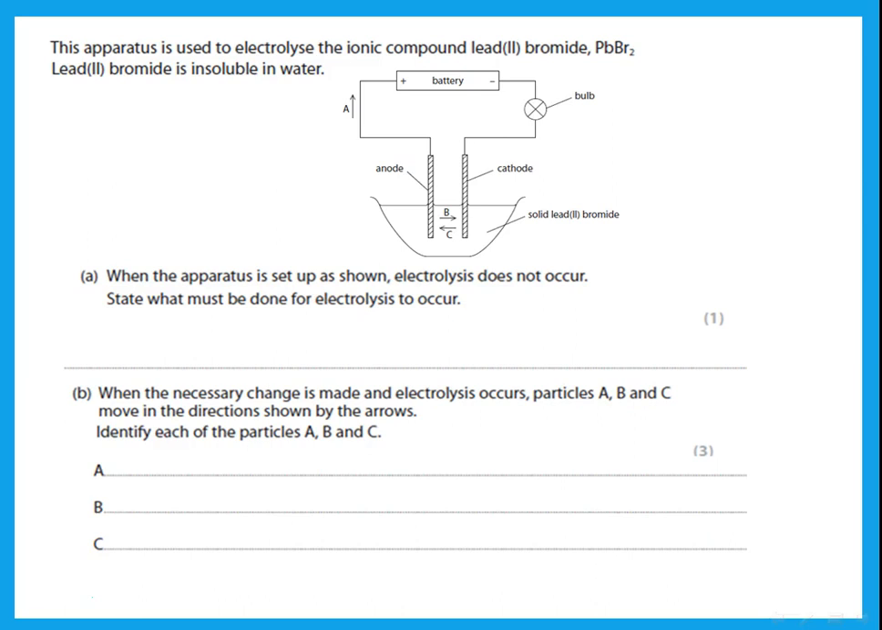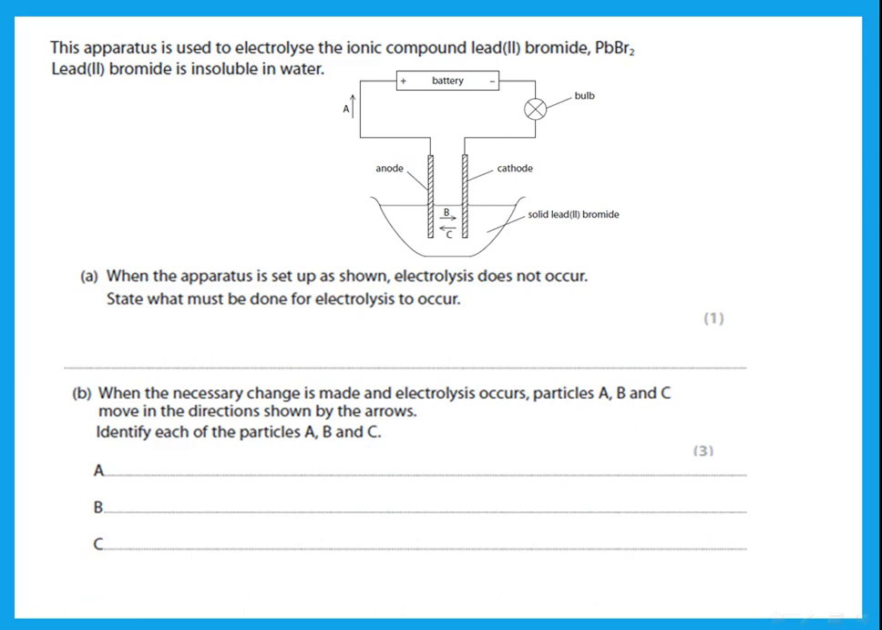This apparatus is used to electrolyze the ionic compound lead bromide. Lead bromide is insoluble in water. When the apparatus is set up as shown, electrolysis does not occur. State what must be done for electrolysis to occur. I look at the setup. What's wrong with the setup? He put solid lead bromide in the container, and we said solid will not conduct electricity.